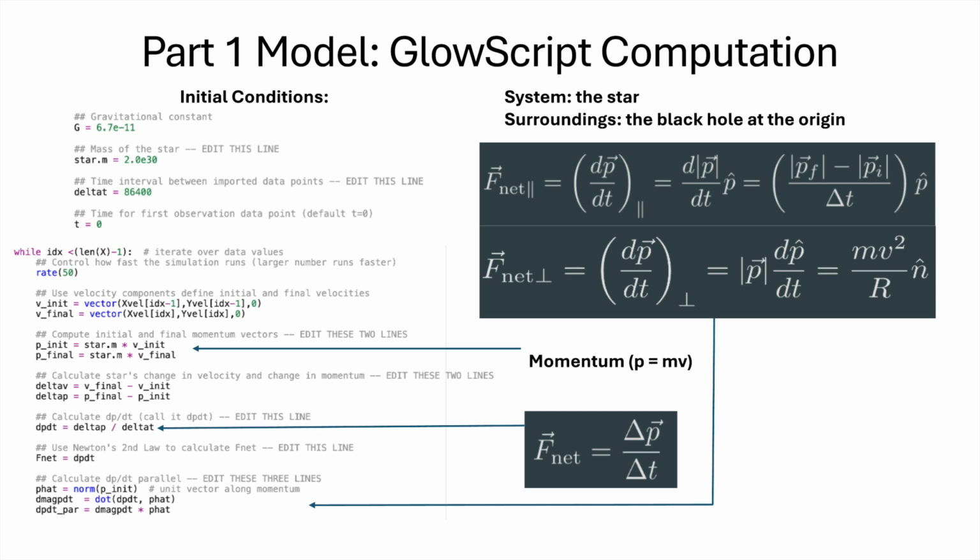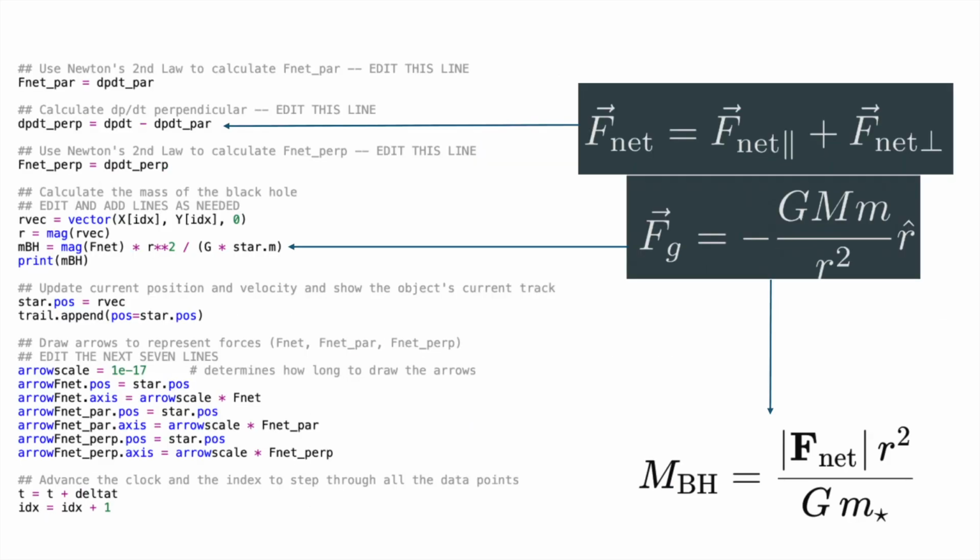That gives a force vector at each time step directly from the motion. I also split it into components along and perpendicular to the momentum: parallel changes speed, perpendicular curves the path. I compare the measured delta p over delta t with the central inverse square gravitational force pointing to the origin, using magnitude of F equals G M m over r squared. I invert for the black hole mass each step, then report a single value as the mean with a spread. Consistent inward direction and stable magnitudes indicate the gravity-only model fits the data.